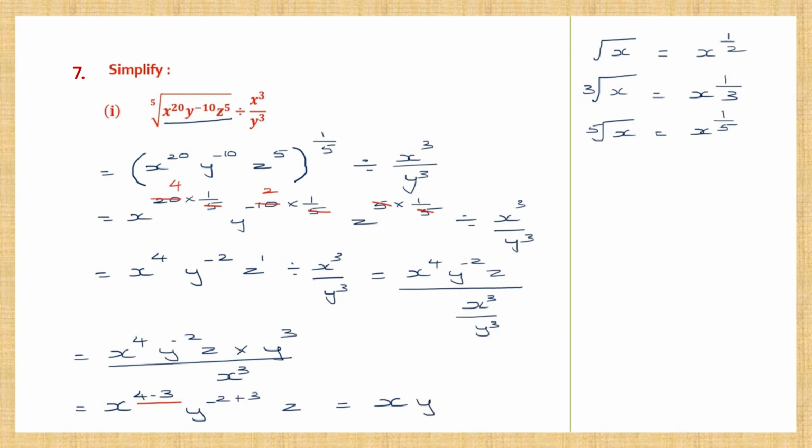Then y, let's see. Here we have minus 2 plus 3. So here signs are different. So we put the sign of the bigger number and subtract. So 3 minus 2 is 1. Y raised to the power is 1 itself. And then we write z. So here finally, what do we have our answer as? Simply x, y, z. So this is our answer to this question.